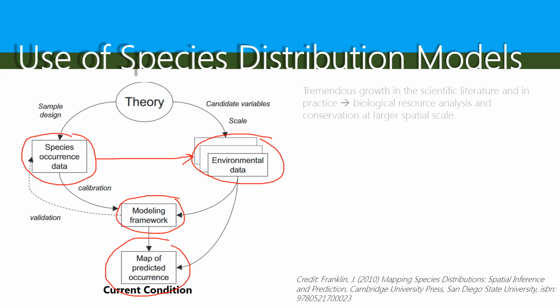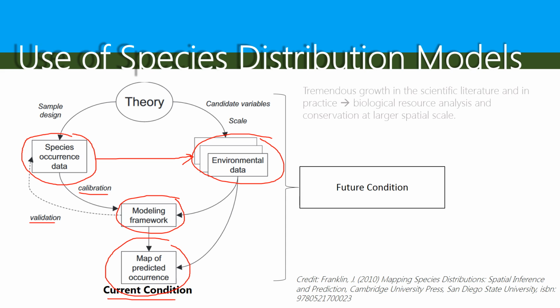The product could be the current condition of the species if you are modeling its present condition. We recommend that when you model, you use part of your data for calibration and part of the data for validation. So what you can do next is to project the current condition of the species to some future years to see how the species condition or the species habitat would look like in some future years.